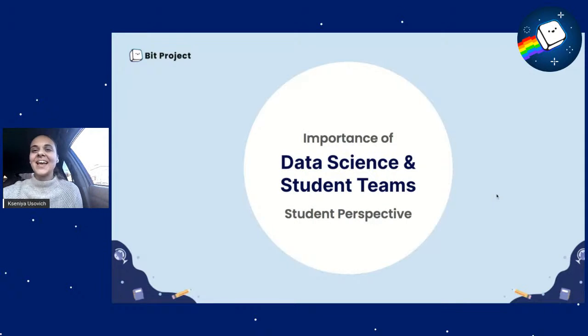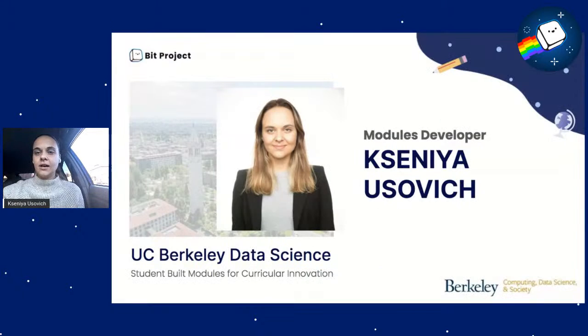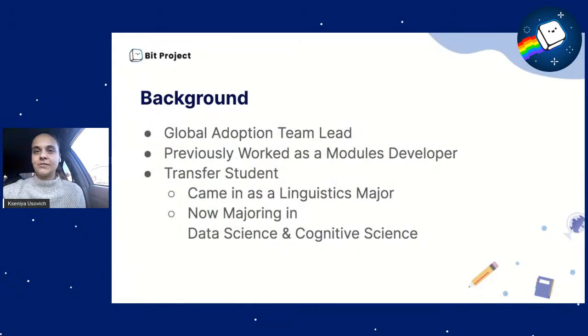Go 2020. Okay, so my name is Ksenia Usovic. I am a senior at UC Berkeley. I used to be a modules developer. At the moment, I'm a global adoption team lead and I work alongside Eric. I was both a modules developer and a connector assistant, both of those programs that Eric mentioned previously.